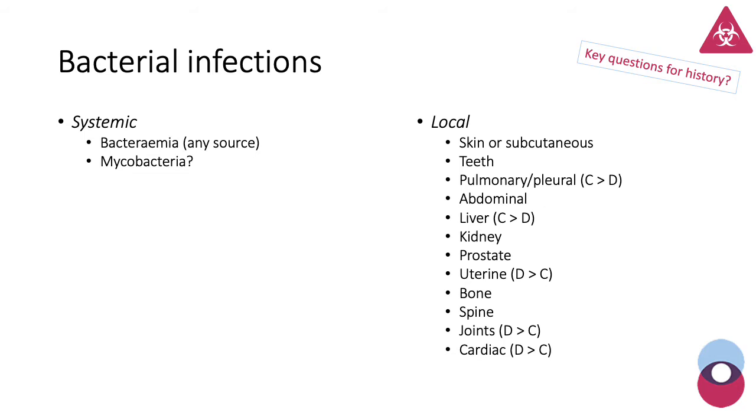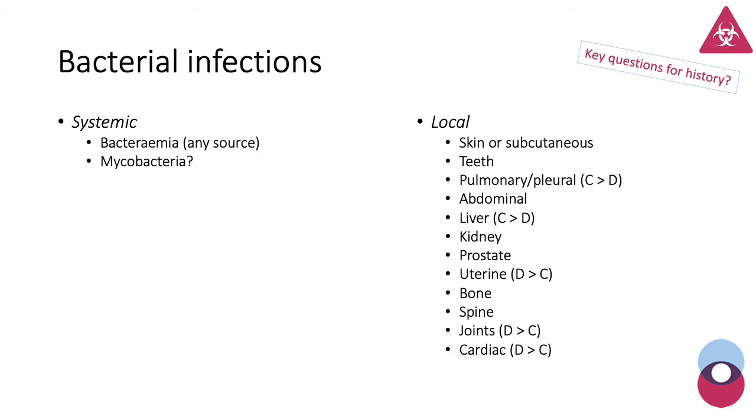So with the systemic infections, any type of bacteremia can cause a fever, and whether we call mycobacteria a systemic infection or not, some authors will discuss that, but some mycobacterial infections are very widespread, so I put them into systemic. However, the local ones are what you will see regularly in practice, such as skin and subcutaneous, for example cat bite abscess. You will have dental disease, and actually it's fairly rare to have true fever of unknown origin because of dental disease, but it can happen, and it is important to keep in the back of your mind as well. You have pulmonary, pleural, abdominal, liver, kidney, prostate, uterine, bone, spine, joints, and cardiac.